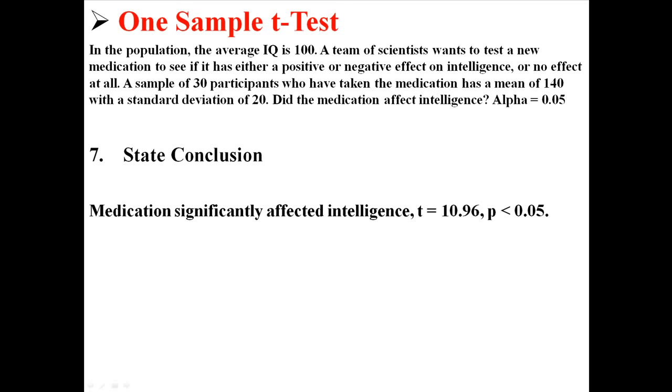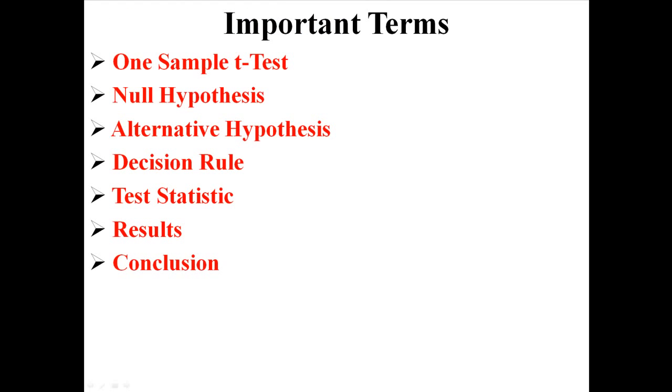We can't really say that, but it is different from the 100 we thought it would be. And then I have t equals 10.96 with p less than 0.05. That's just the official format for stating the results. If your teacher wants you to do that, you can do that. If you don't, then you don't have to do that. But that is how you would write your conclusion. And that is a one-sample t-test.